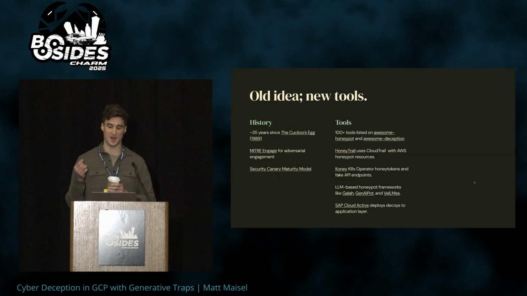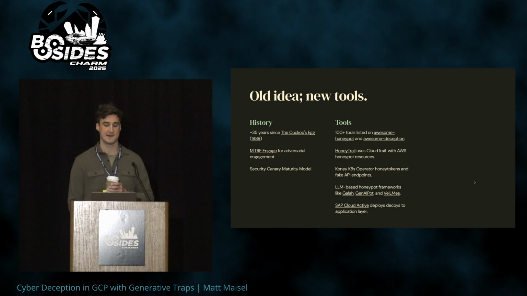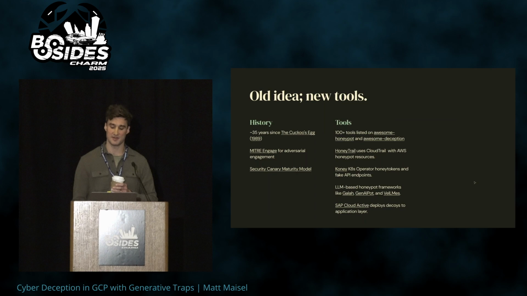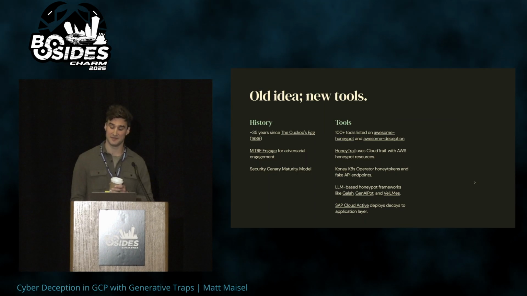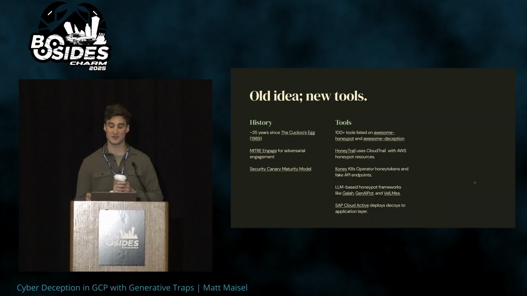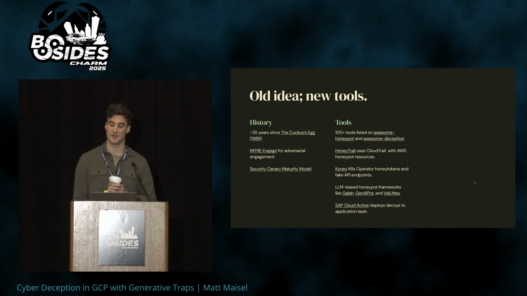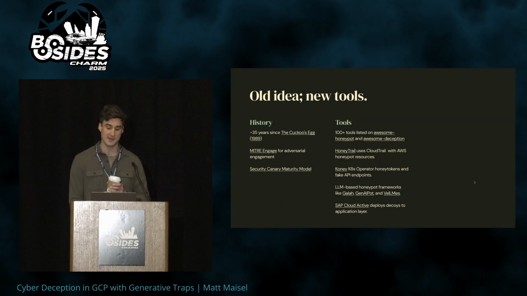And of course, there's hundreds of tools out there on sites like Awesome Honeypot and Awesome Deception on GitHub. There's cloud-specific tools like Honeytrail, which is similar to the tool I'm releasing today, and it uses CloudTrail to detect and notify on interactions with S3 or Lambda or DynamoDB.